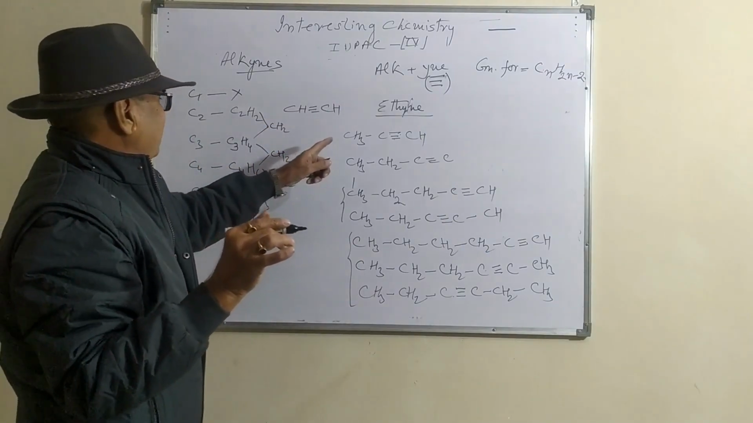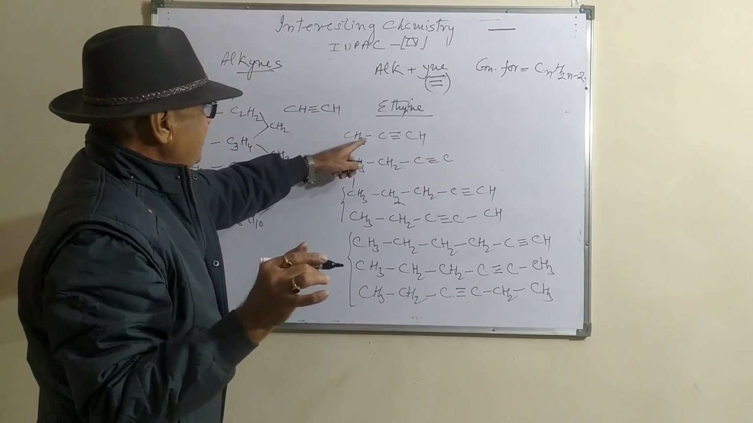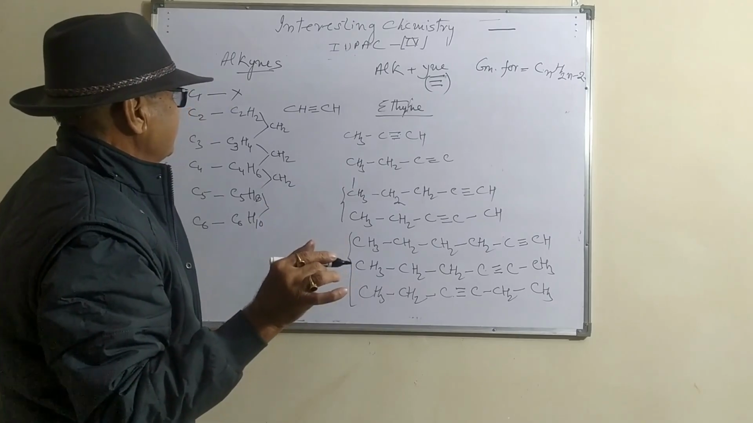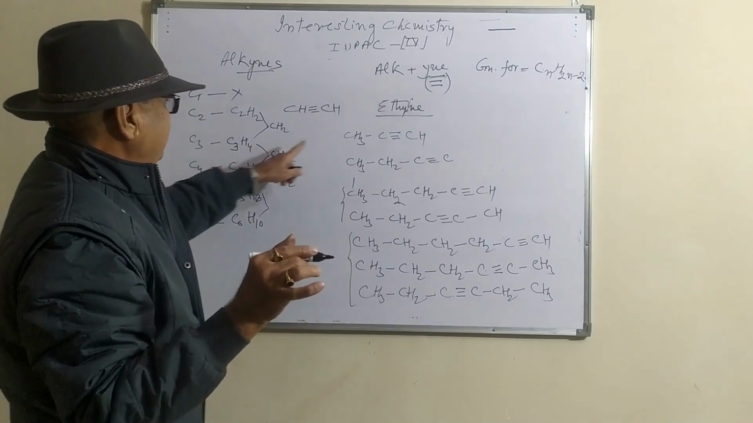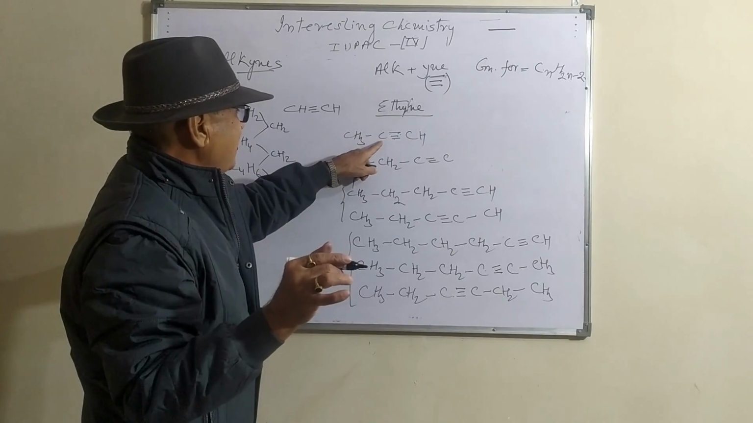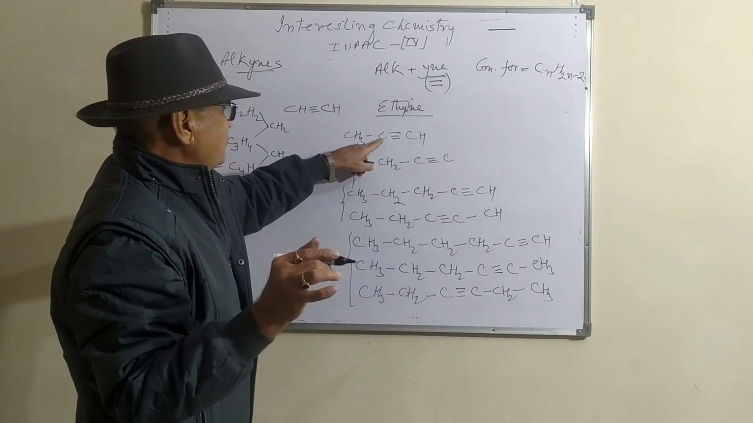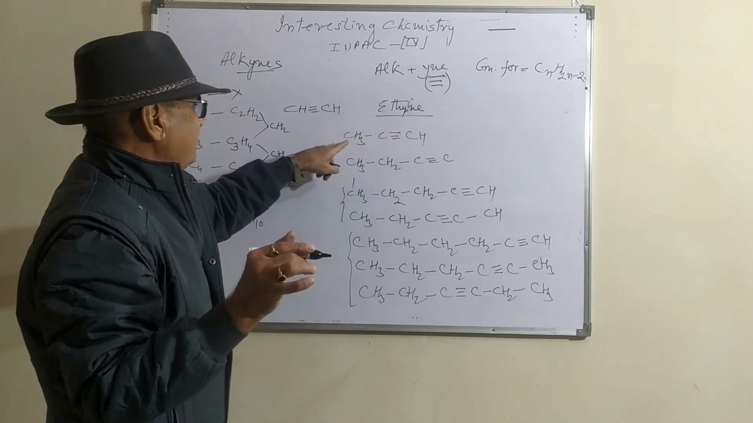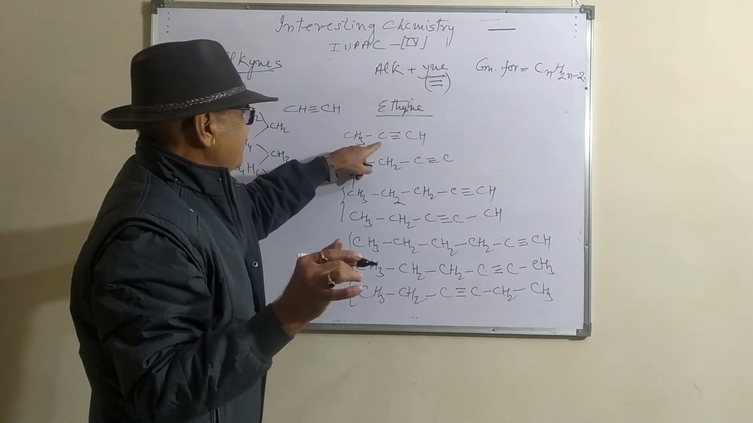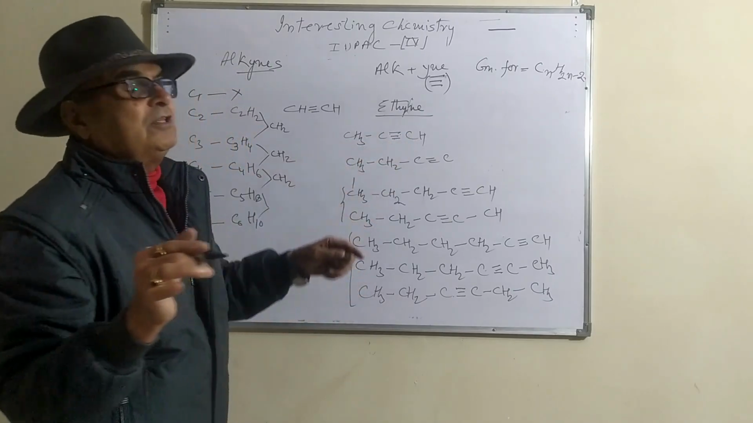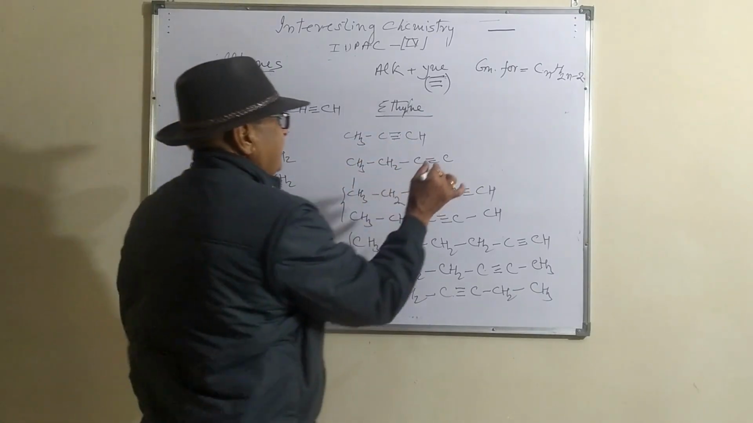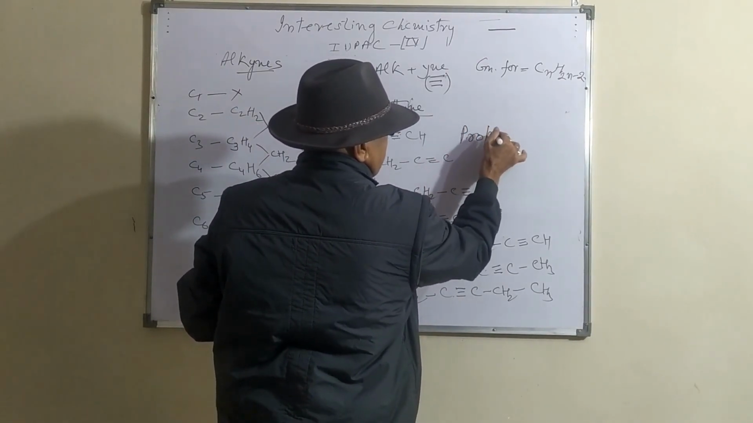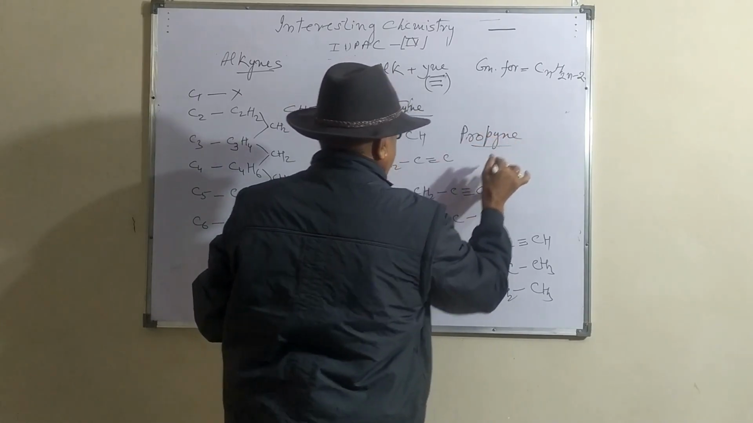And again, when there are 3 carbons, you will write CH3, C, CH. There are 3 hydrogens on one carbon and 1 on the other. This carbon has no hydrogen because all 4 valencies are occupied. So here CH3, C triple bond CH. The name of this compound will be propyne.